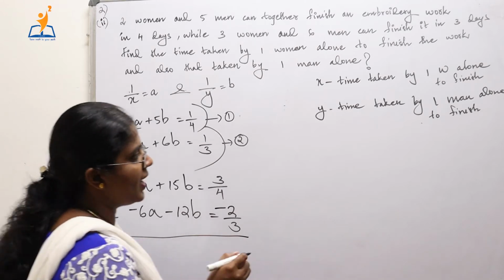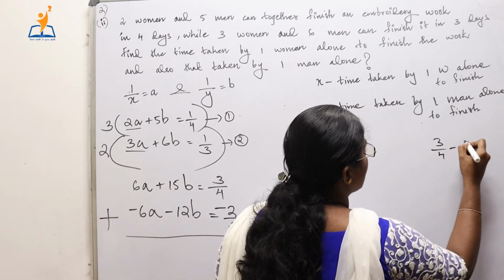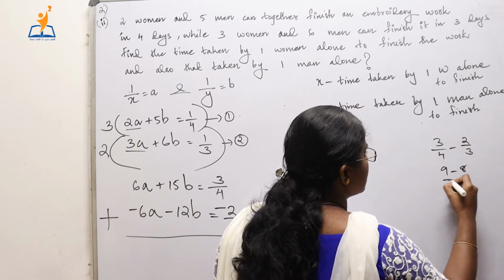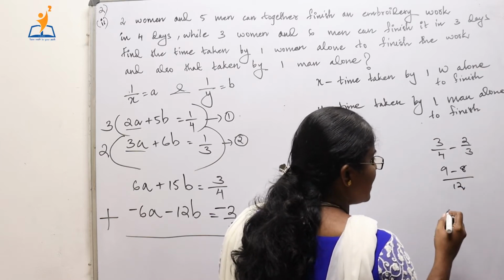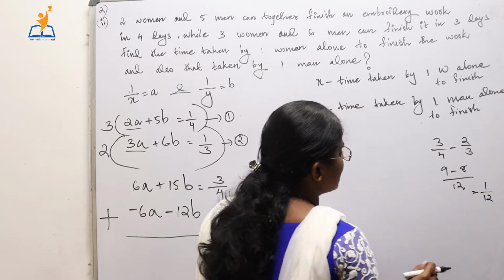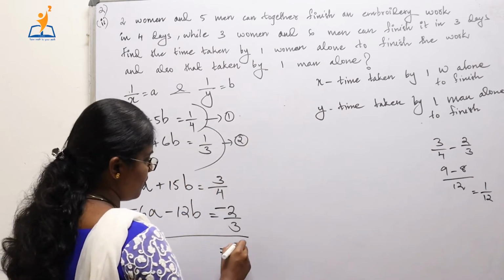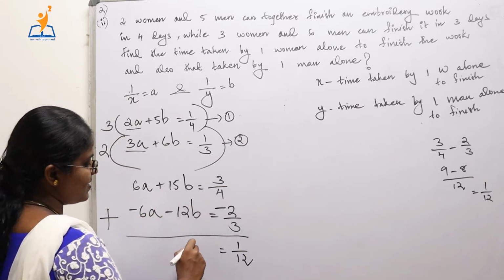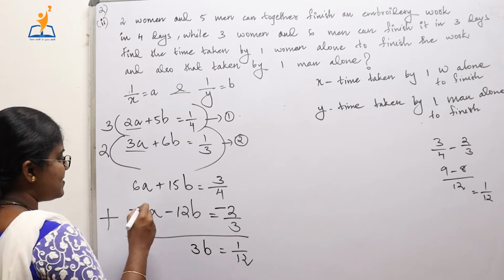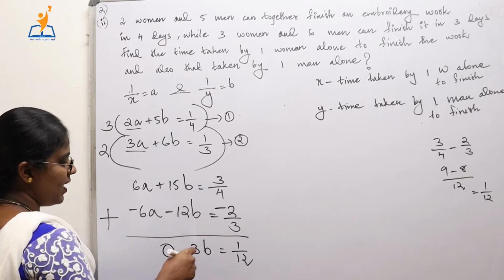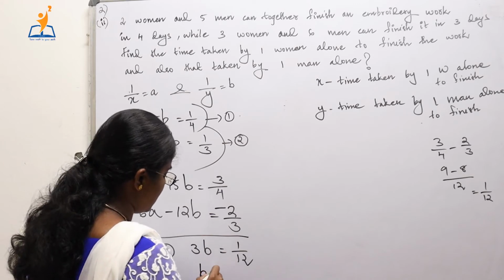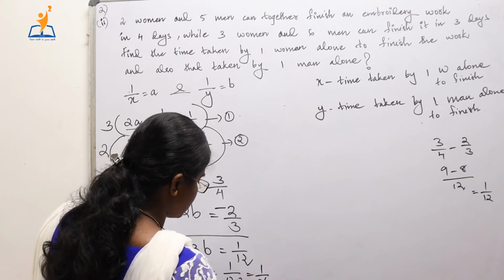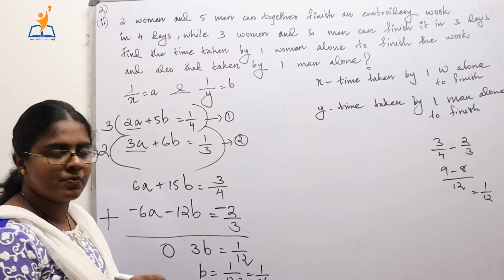What is 3 by 4 minus 2 by 3? Let's do it here. 3 by 4 minus 2 by 3. First of all we cross multiply, that is 9 minus 8 divided by 12. 9 minus 8 is 1, therefore 1 by 12 is the answer. Now we have 15B minus 12B, it is 3B, and 6A minus 6A is 0. So we have 3B is equal to 1 by 12, which means B is equal to 1 by 12 into 3, that is 1 by 36. So we got B is equal to 1 by 36.